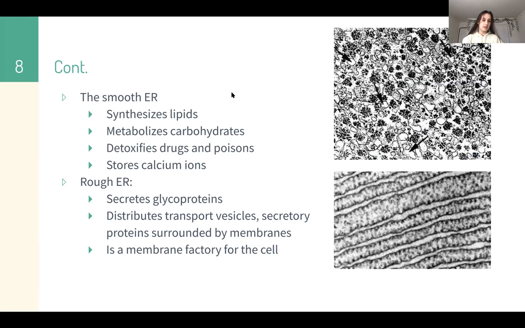Continuing from that, the function of the smooth ER is to synthesize lipids, metabolize carbohydrates, detoxify drugs and poisons, and store calcium ions, while the function of the rough ER is to secrete glycoproteins, distribute transport vesicles and secretory proteins surrounded by membranes, and it's also a membrane factory for the cell.